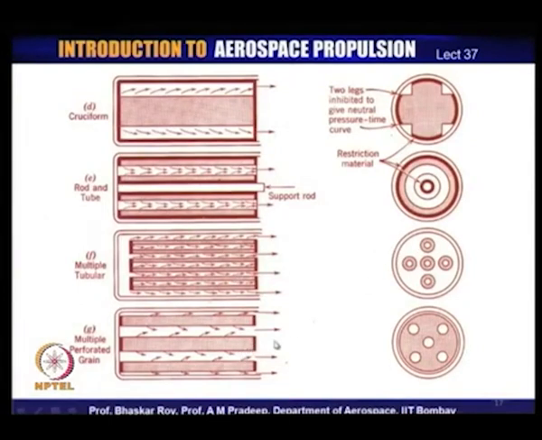The last one, G, is a multiple perforated grain. Again, it has a lot of surfaces that are open to burning. Here it is more solid, and as a result there is a lot of propellant in this particular shape, but there are a lot of surfaces that are open to burning. So, all these surfaces actually contribute to the formation of the gas that finally goes out through the nozzle for creation of thrust.